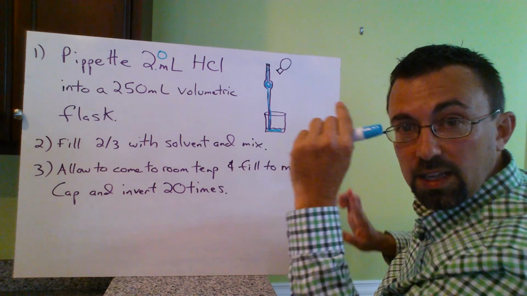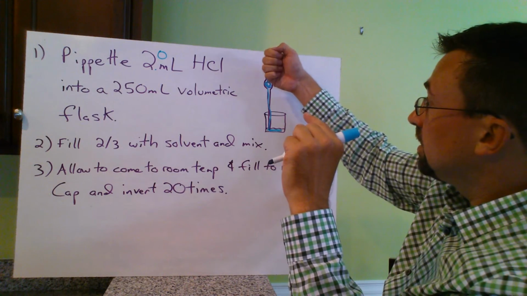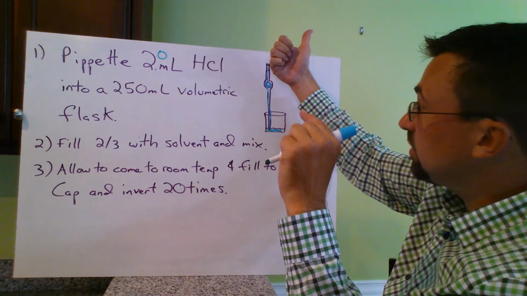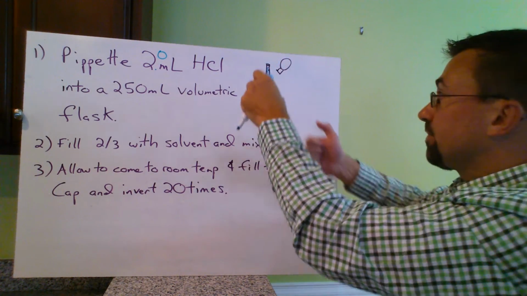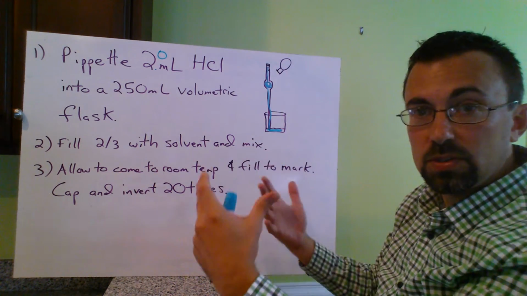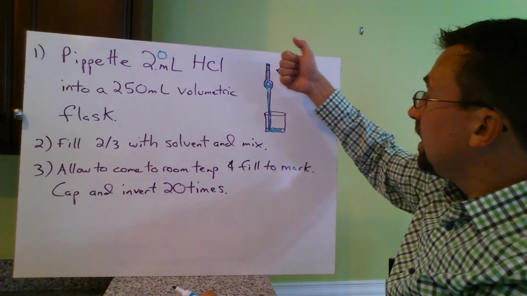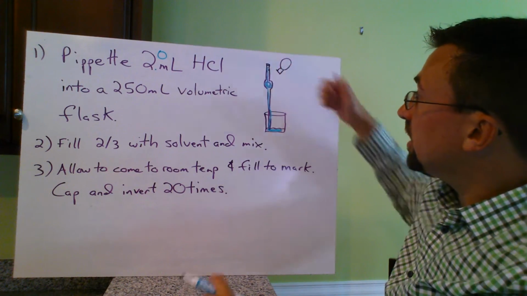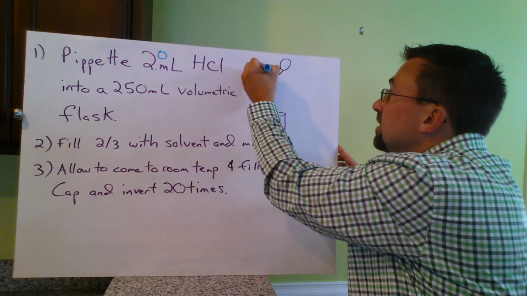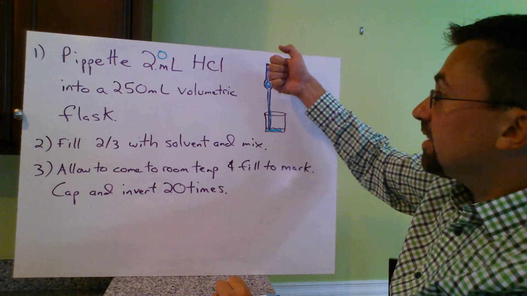Bring it past the one line on the neck, break the connection with the bulb, and put your thumb over it. So it takes some skill. I'll demonstrate in lab. You'll get good at this. And then slowly, don't actually pull your thumb off the top, but just slowly release the pressure until this starts to go down. Get your meniscus so it's right on that line. You have exactly 2 milliliters.